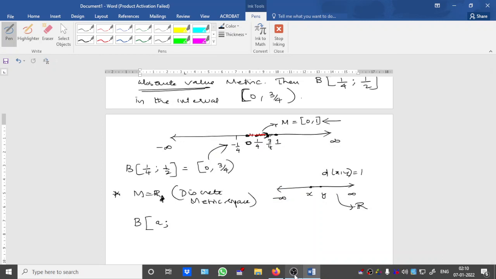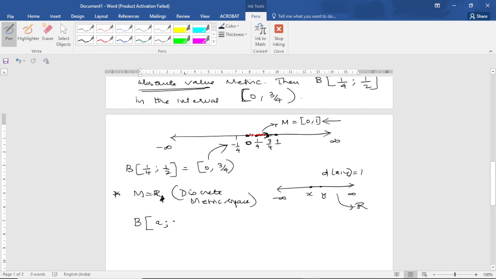We take any general element, and if the radius is 1, in the discrete metric space only one element is present. So what is this set? The set of all elements whose distance between the center a and the other element is less than 1. There is no other element, because in the discrete metric space any two distinct points have distance 1. Suppose I take one element a here in a discrete metric space and I take the radius as 1 unit.